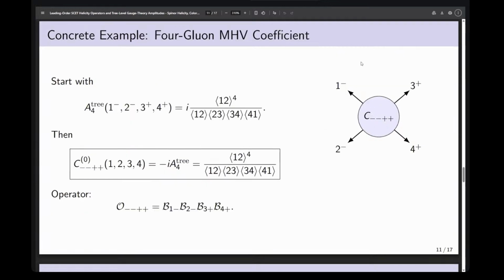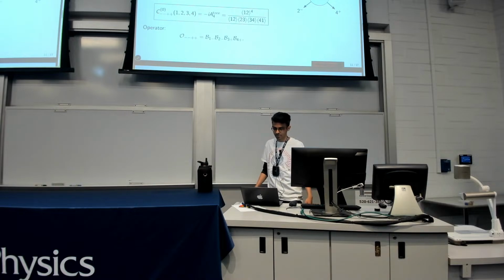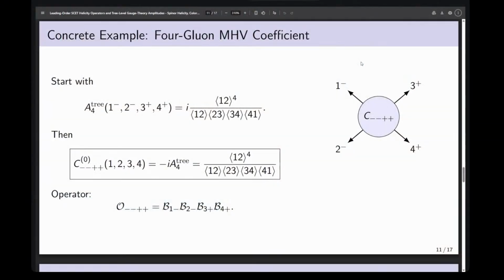Now we look at a concrete example of the matching procedure using the four-gluon MHV amplitude. We begin with the well-known tree-level helicity amplitude for two negative helicity gluons and two positive helicity gluons. The remarkable feature of the spinor helicity formalism is that this entire scattering process collapses into a very compact expression, written only in terms of spinor products ⟨ij⟩.